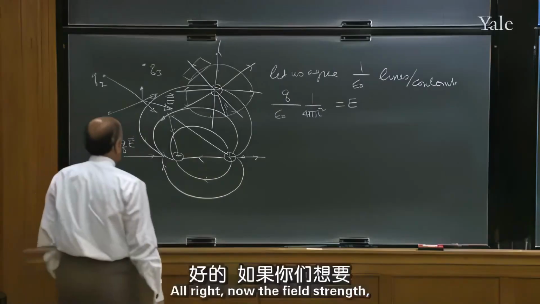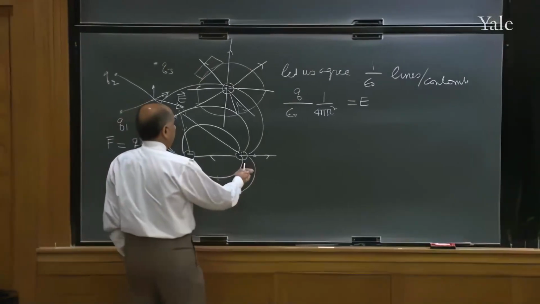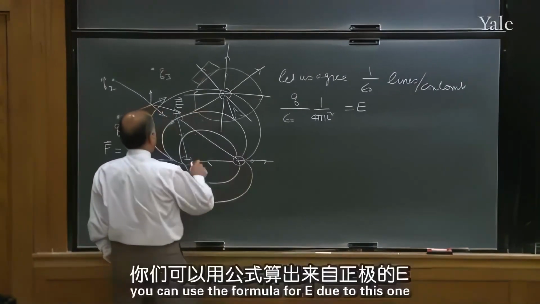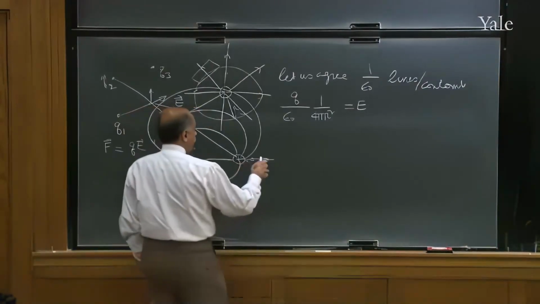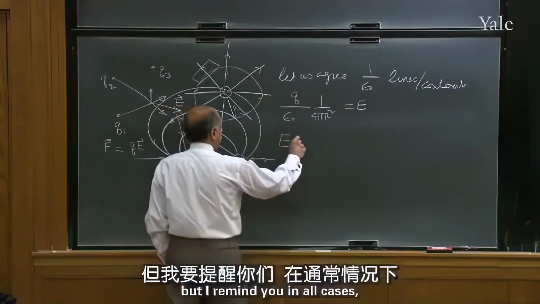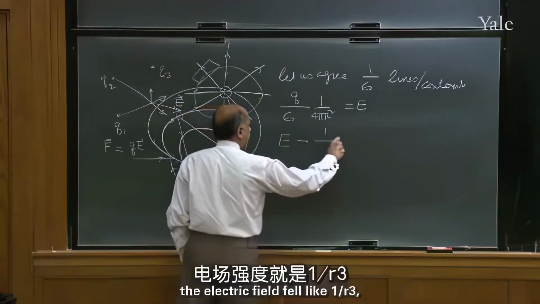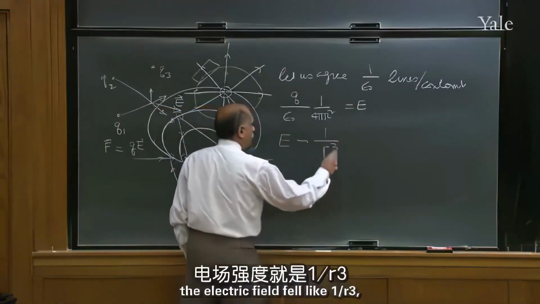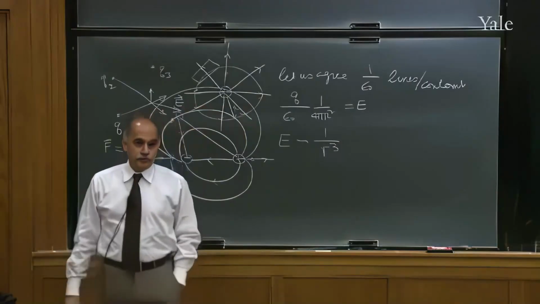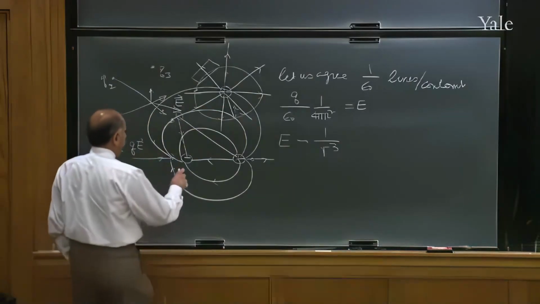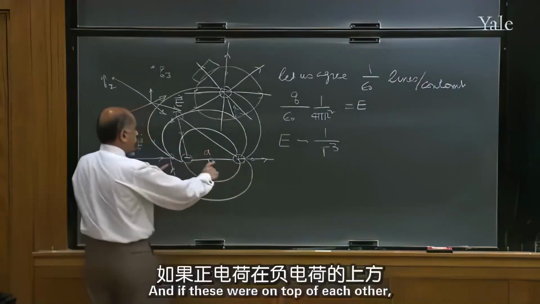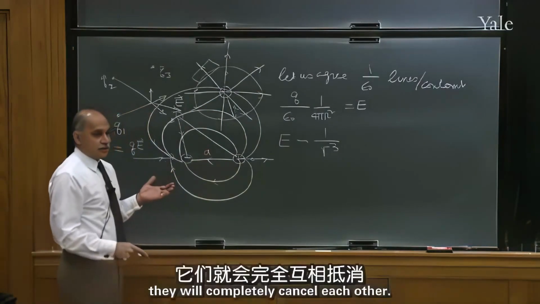All right. Now the field strength, if you want to calculate it, you can use the formula for E due to this one and E due to that one and add them, and I did that for you. I don't want to go into the details, but I remind you, in all cases, the electric field fell like 1 over r cubed. Because the field of each charge goes like 1 over r squared, and if these were on top of each other, they will completely cancel each other.